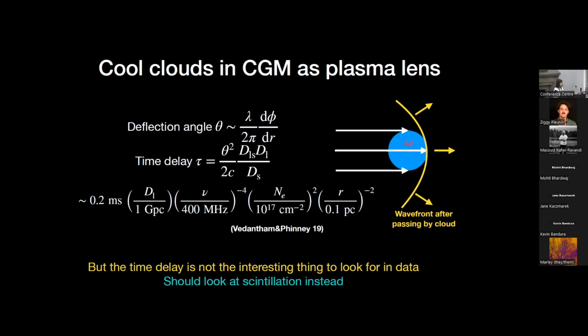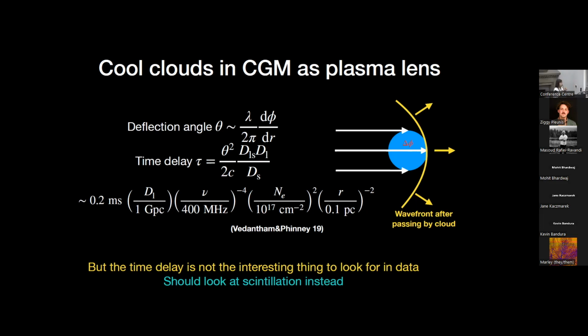Immediately you see that because of the advance in the phase of the radiation, the plasma lens is diverging, because the shape of the wavefront is shaped like that. So it's the opposite of gravitational lensing, which is converging. This is what we call a plasma lens. It's a diverging lens. You can estimate the deflection angle of the plasma lens by calculating the gradient of the phase across the cloud.